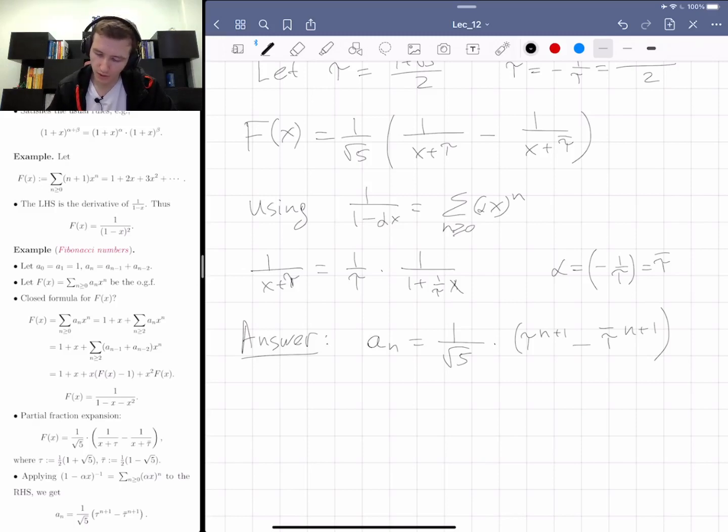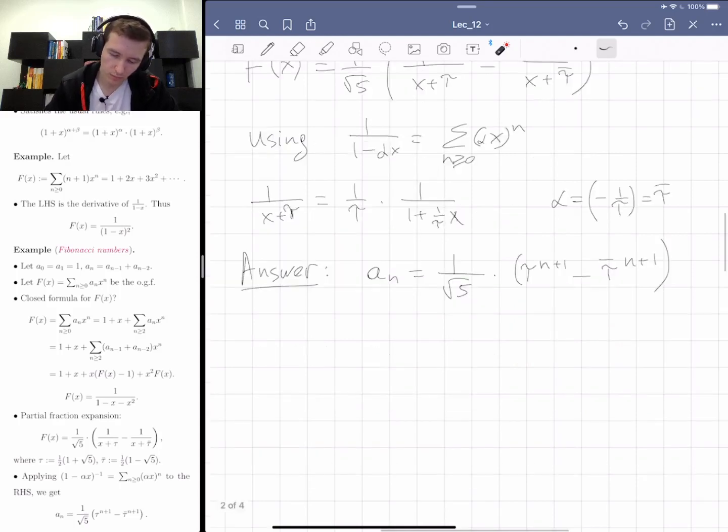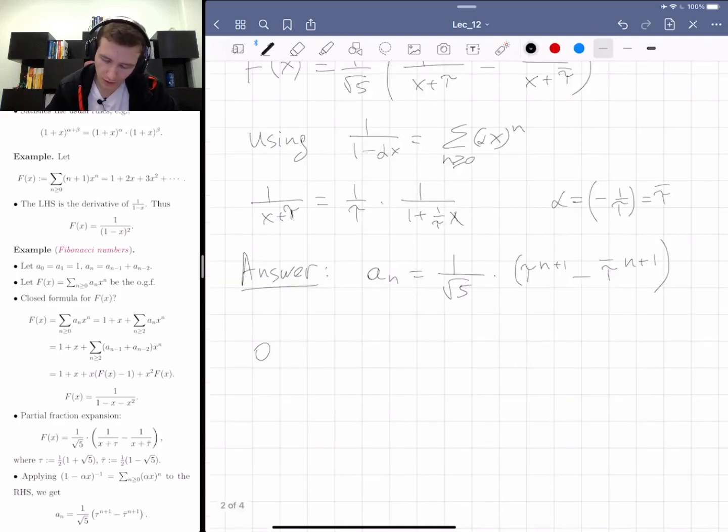So this is positive and this is a negative number, so the signs of the second term are going to alternate. Let me even write it, because if this is the first time you see this formula, you should be going crazy right now. So (1 plus square root of 5 over 2) to the n plus 1, minus (1 minus square root of 5 over 2) to the n plus 1.